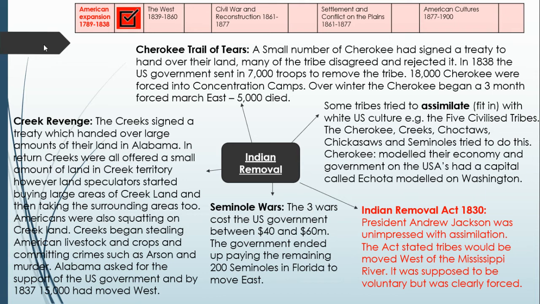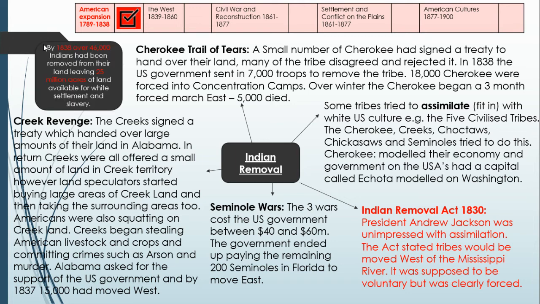And the government, as a result of the Indian Removal Act, are going to take native land by whatever means they can. Key statistic here, hence the fact you've been in red, by 1838 over 46,000 Indians had been removed from their land, leaving 25 million acres of land available for white settlement and for slavery. So 46,000 Indians had been removed, and this was predominantly a result of the Indian Removal Act by Jackson. So however much the tribes had tried to assimilate, this was not going to be a policy for them. They were simply moved.